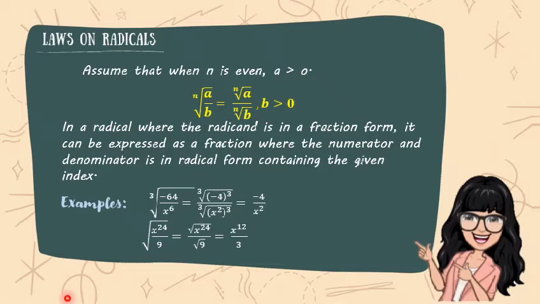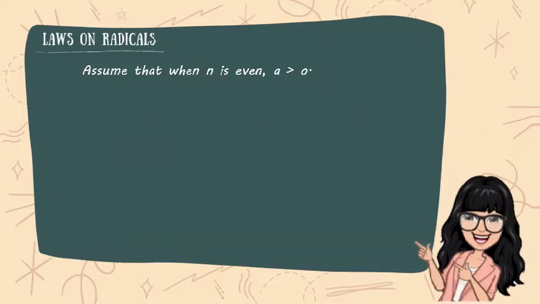Because you might be confused, as there will be a lesson where the square root of a number will be both the positive and the negative value. So again, in this lesson, we will be using only the principal square root or principal nth root of our expression. Assuming again that n is even and a is greater than 0.